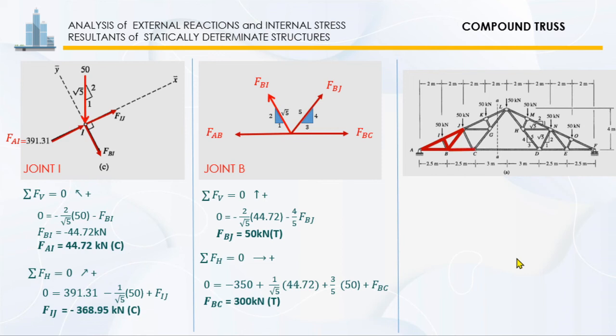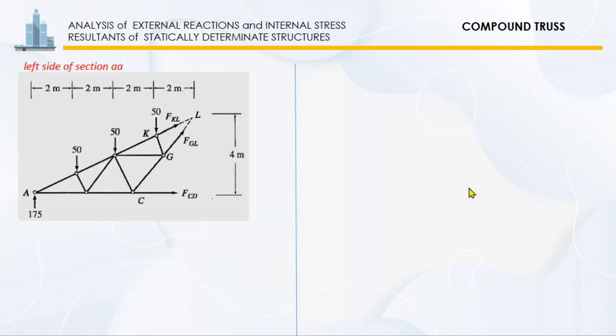Mapapansin ninyo, if we continue using the method of joints at joint J, there will be 3 unknowns. Kapag naman sa C, 3 din. So, best thing to do is to use the method of section. Ang tanong dito, saan tayo magka-cut para pag nag-moment tayo dito sa L, FCD lang ang magiging unknown. Dito, class, ito yung best location kung saan dapat tayo mag-cut.